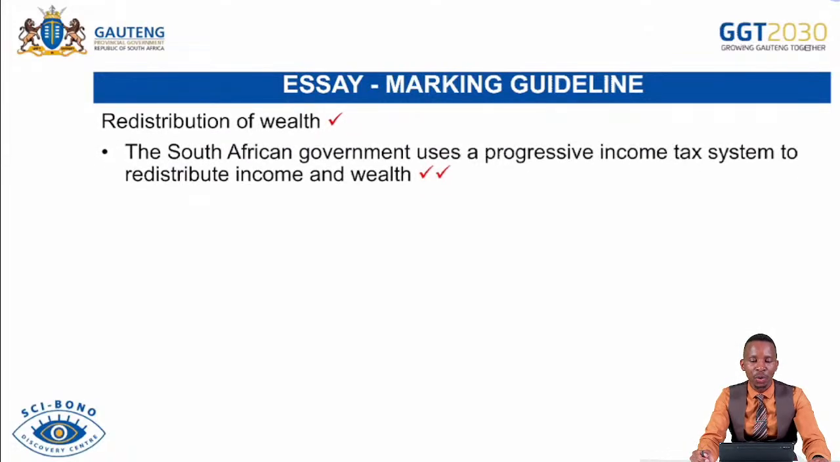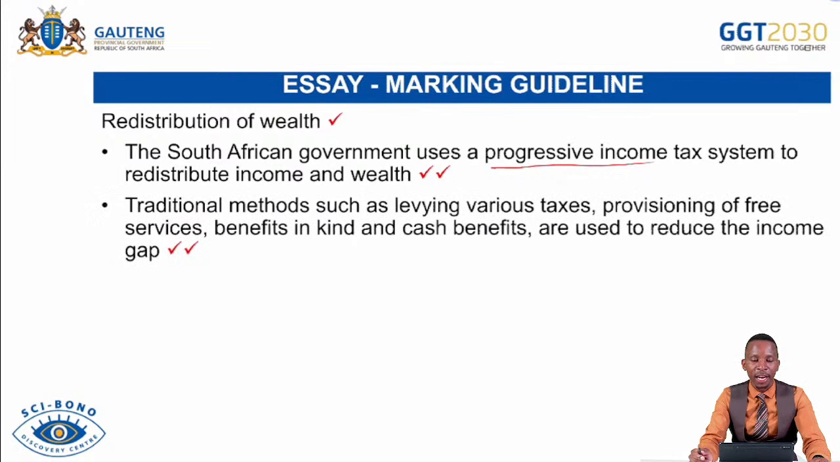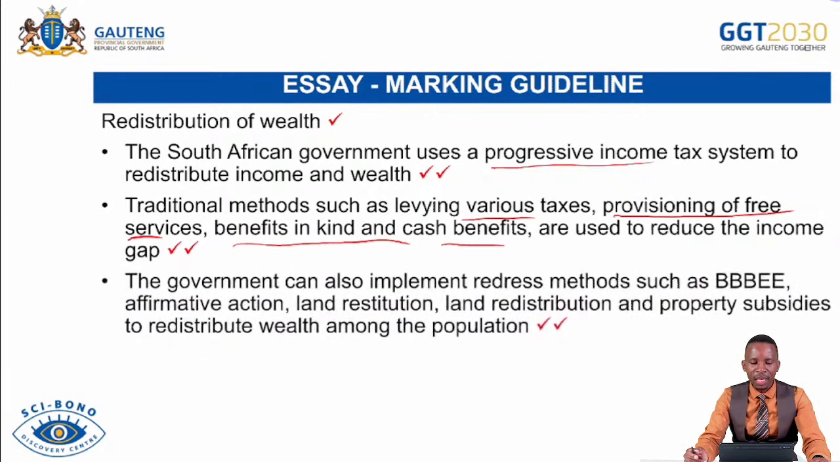Redistribution methods. The South African government uses a progressive tax system to redistribute income and wealth in South Africa in order to reduce income and economic inequalities. Traditional methods such as levying various taxes, provisioning of free services, benefits in kind, and cash benefits are used to reduce the income gap within the country. The government can also implement redress methods such as BBBEE, affirmative action, land restitution, land redistribution and property subsidies to redistribute wealth among the population.